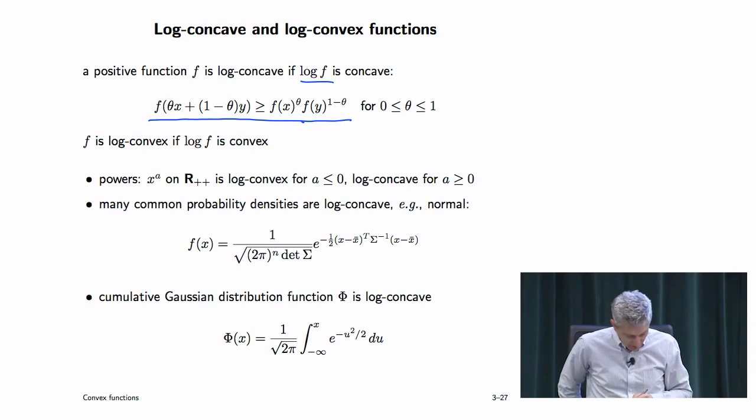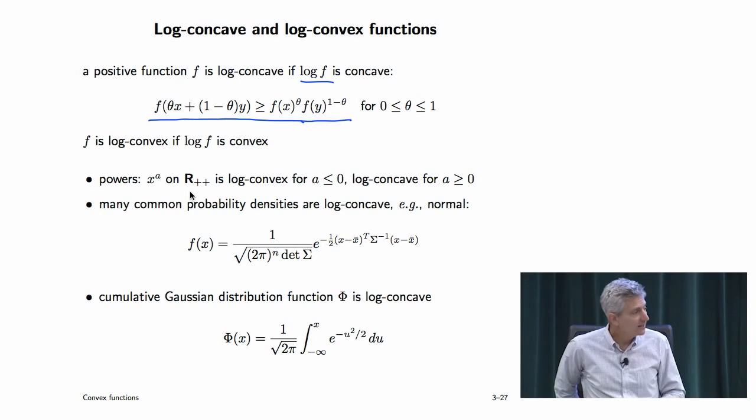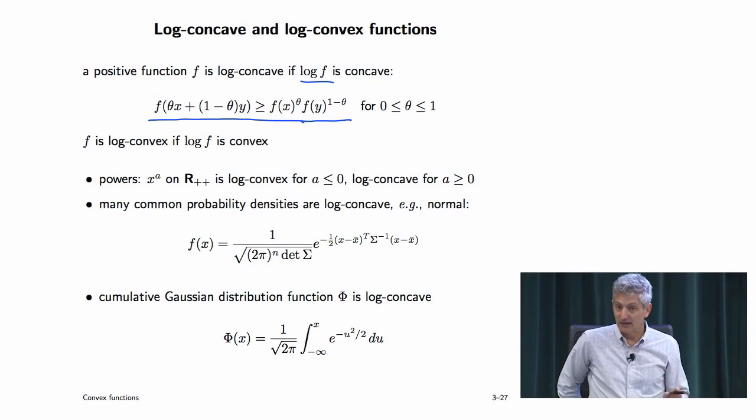Okay, so it's log convex if the log of the function is convex. And the functions obviously are positive. So examples would be powers. But this is actually where it really comes up. And we'll see this later in great detail.